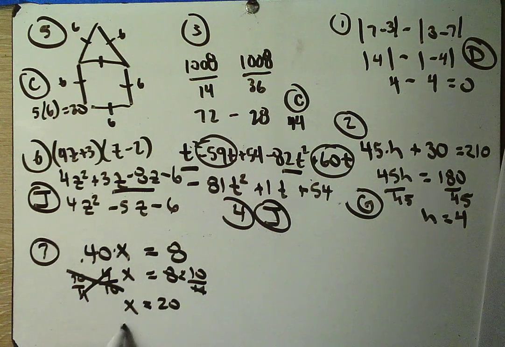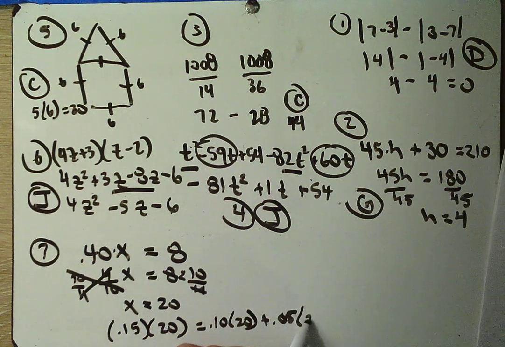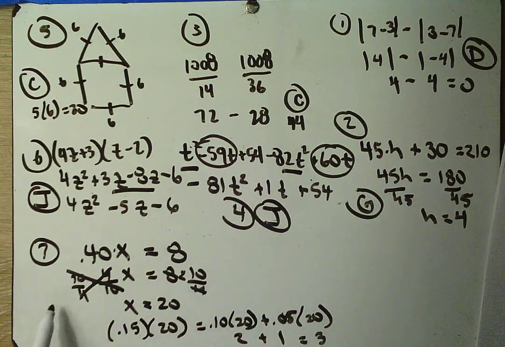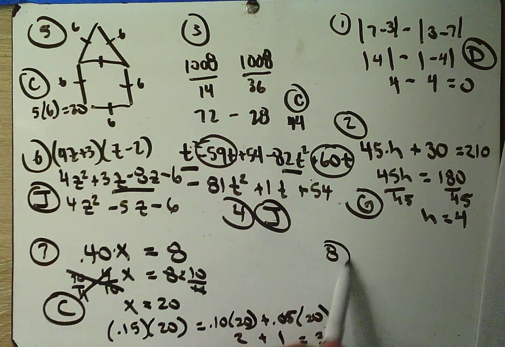Okay, so I need 15% of 20. Well, that's 10% of 20 plus 5% of 20, which is 2 plus 1, or 3. And that's why C is the answer for number 7. It's good to read the problem through.